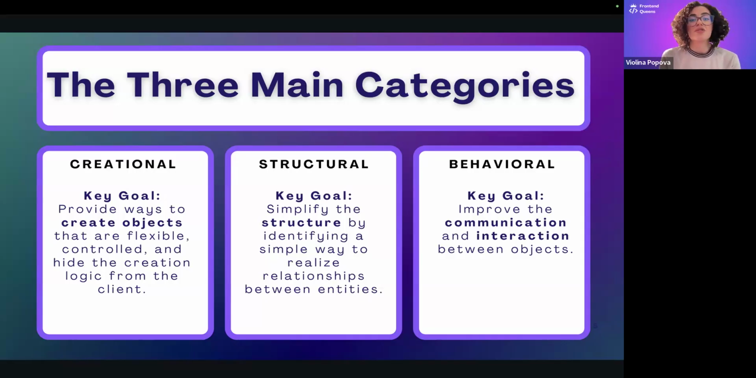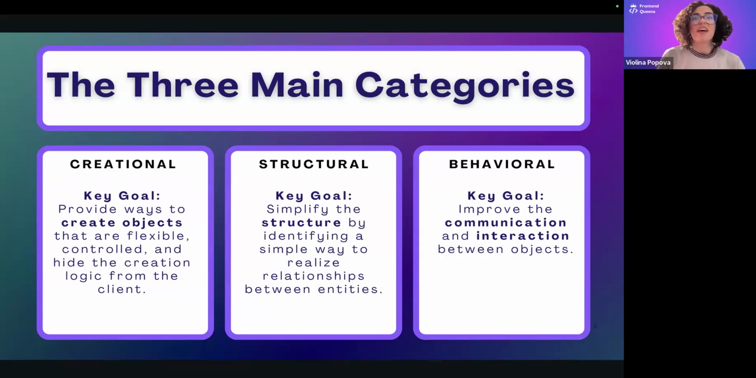Next, we have the structural design patterns. These patterns are concerned with how classes and objects are composed to form larger structures. They focus on simplifying the relationships between entities, making systems more organized and flexible. The key goal here is to simplify the structure by identifying a simple way to realize relationships between entities. Some popular structural design patterns are adapter, bridge, proxy, decorator.